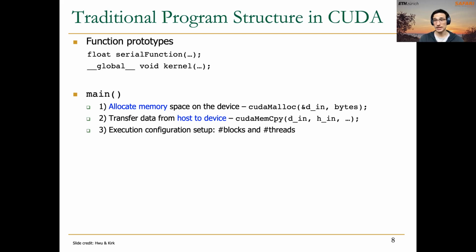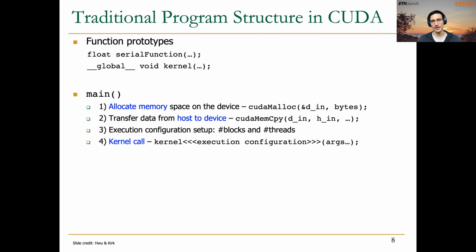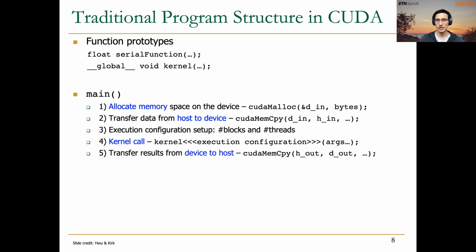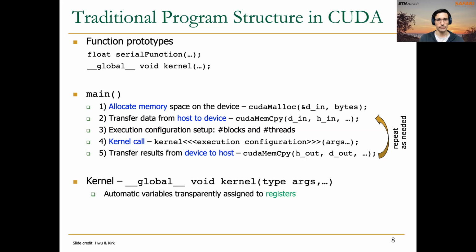We will have to decide what the execution configuration is, that is the number of blocks and the number of threads per block that our kernel is going to use. And finally, in the next step, we will launch the kernel. This is the typical syntax of the kernel call. Observe that here we have the execution configuration and the arguments. After the kernel terminates, we can return results from the device memory to the host memory, also using cudaMemcpy. And this operation will be repeated as many times as needed, either to launch the same kernel or launch different kernels inside the same program.